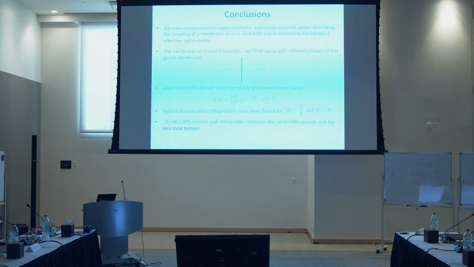This, as I already said, that for k equals N, the domain wall, interestingly, we have found a 1/2 BPS domain wall, which has a zero total tension. So the contribution of the membrane itself to this zero tension is positive, and the contribution of the scalar field is negative. So the contribution of the scalar part of this configuration is like an orientifold plane in some sense, that cancels the charge of the membrane.